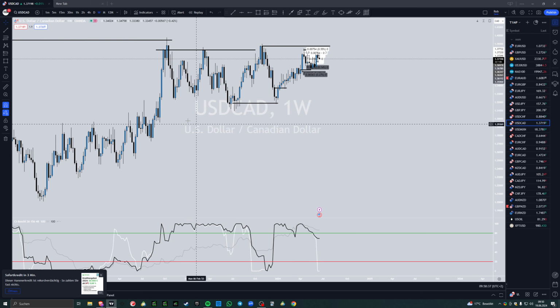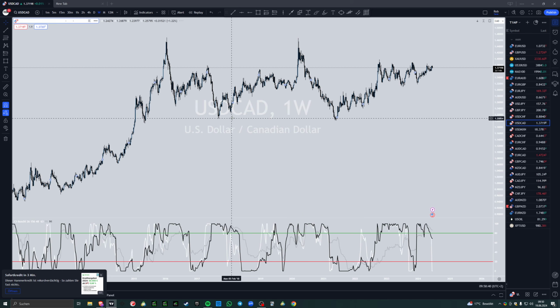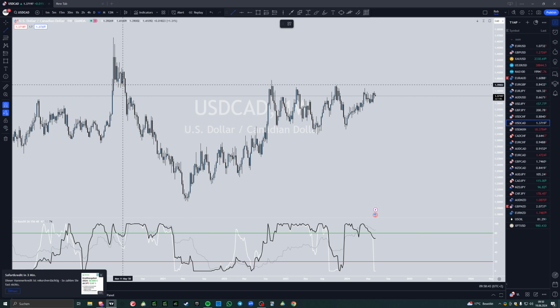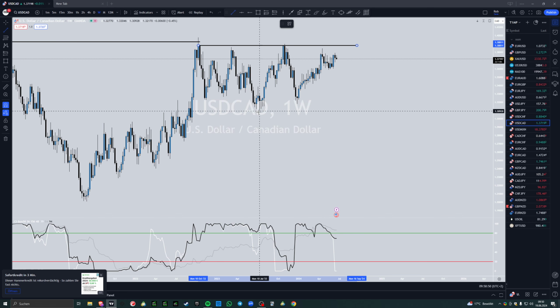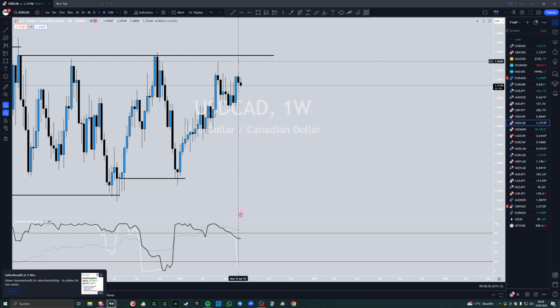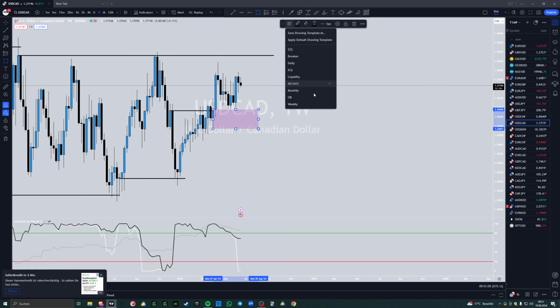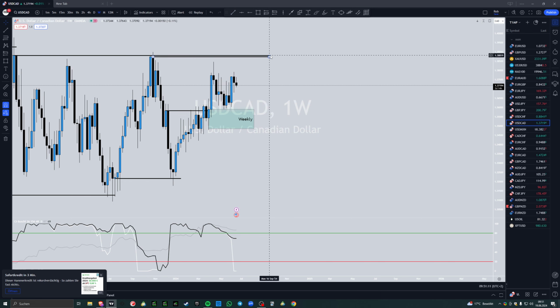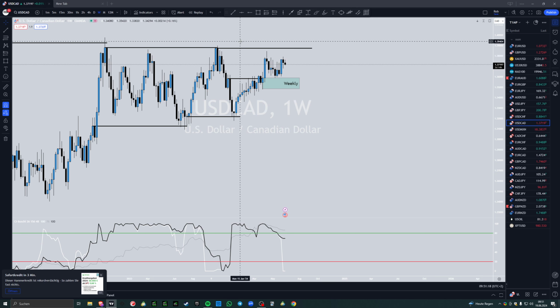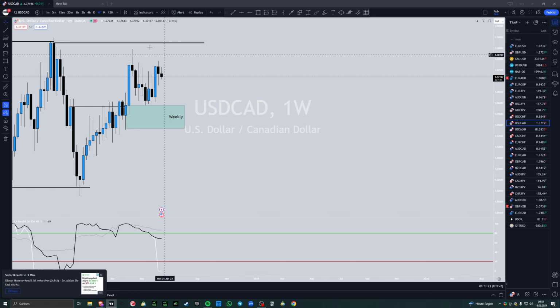Next one. Here's the CAD. So we got these tops, they definitely will get broken. On the weekly, it shifted, we're bullish all the way. So yeah, definitely will break these tops because that's a triple already.